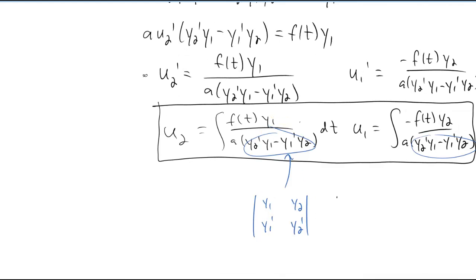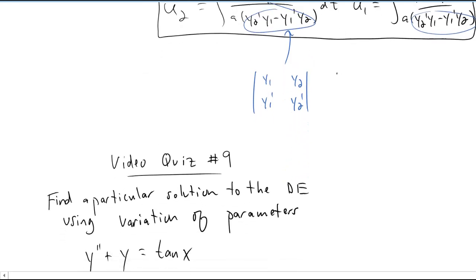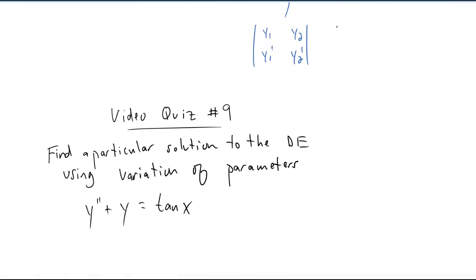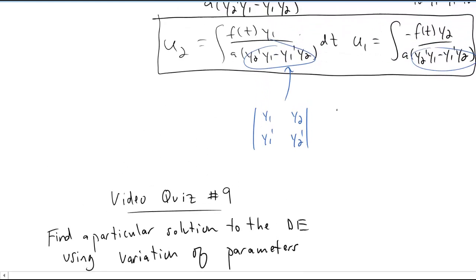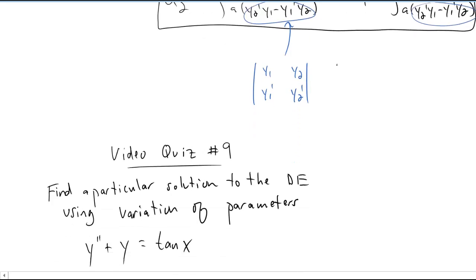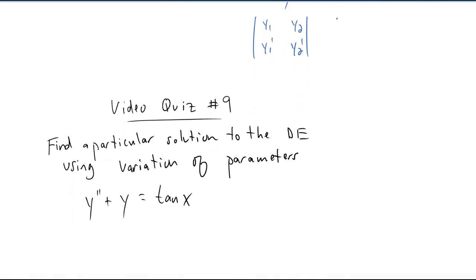Okay, this video has gone on long enough. I just want you to do one problem for a video quiz. Find a particular solution to the DE using variation of parameters. Again, all you're going to do is use these boxed equations up here and plug them in where appropriate. And good luck. I'll see you in class.